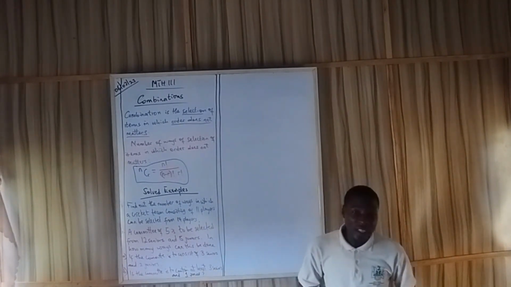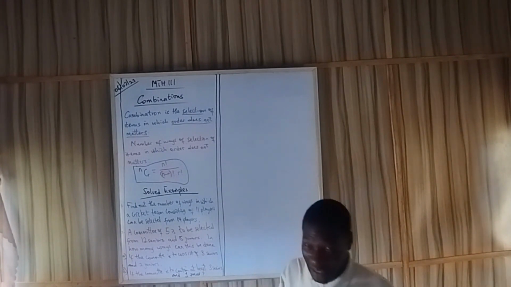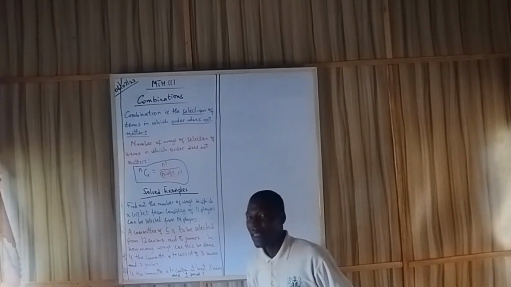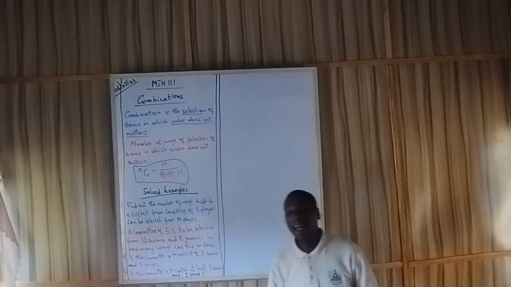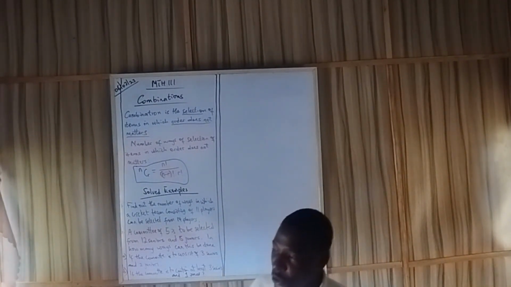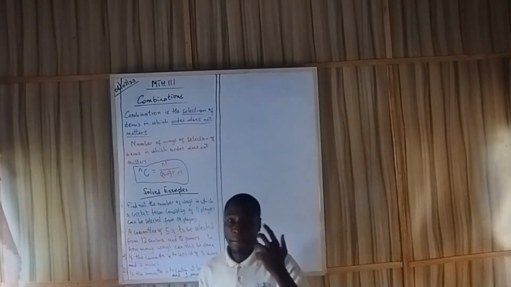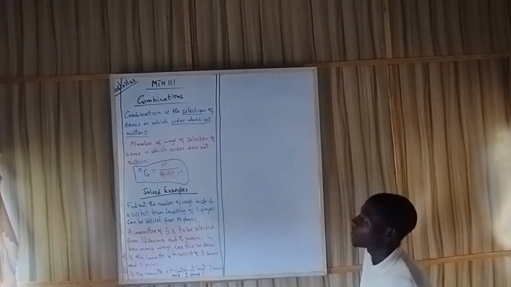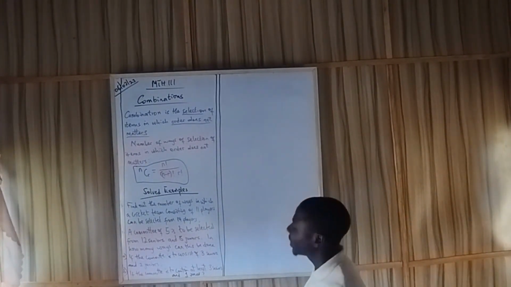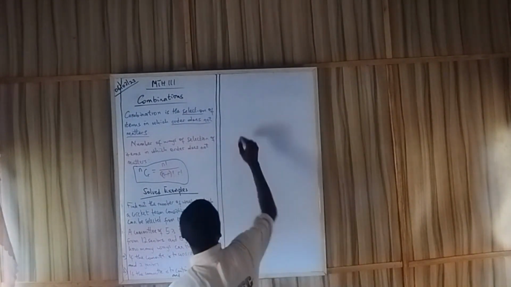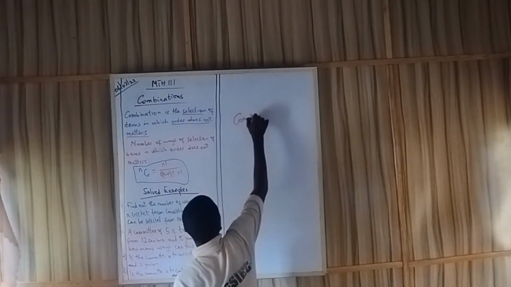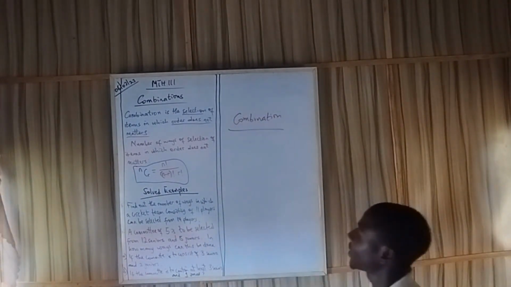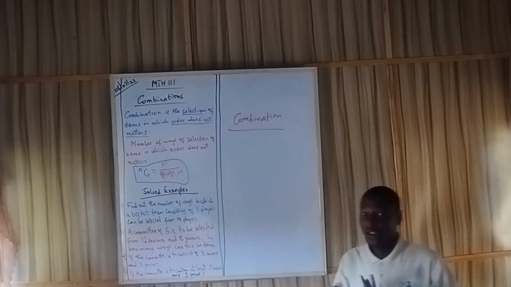While combination, that we will be delving into much more today, has to do with what? Selection. And in permutation, the order matters, whereas in combination, the order doesn't matter. Now, very quickly, what we have to discuss is your combination. We said selection of items in which order does not matter.